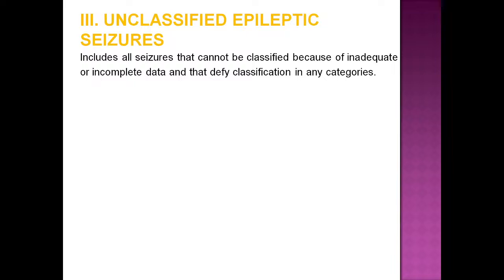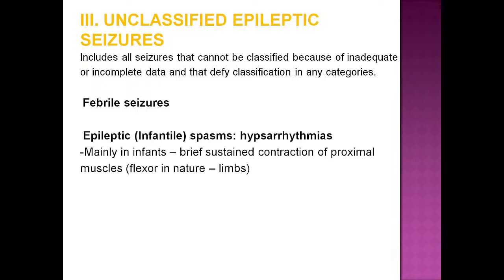What could these be? Some of the most common seizures actually belong to this category. Febrile seizures, as the name suggests, are seizures which appear when fever comes, and these are more common in children. Then you have another variety common in infants called epileptic infantile spasms, also called hypsarrhythmias. So these are brief sustained contractions of proximal muscles. They are generally flexor in nature and they may involve both the upper limbs and the lower limbs.